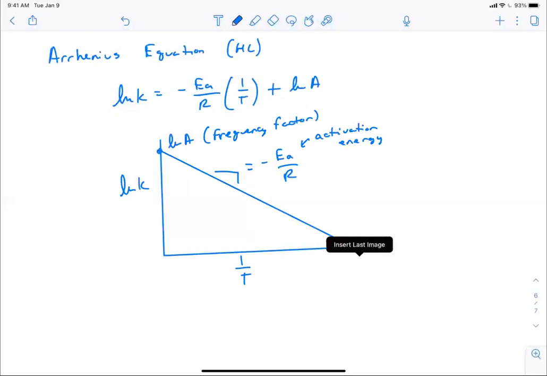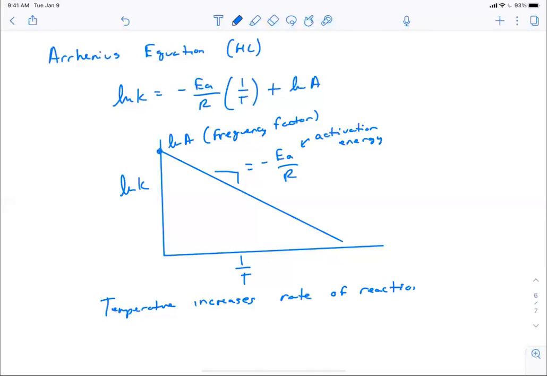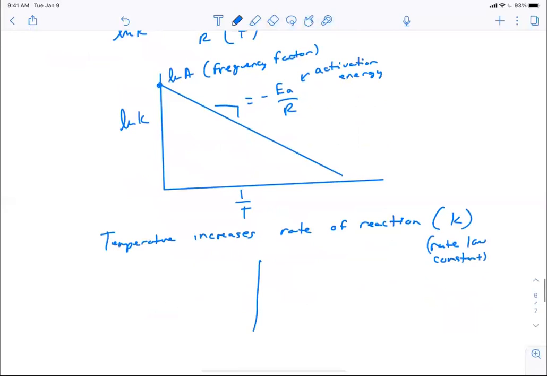But this concept is based on the fact that temperature increases the rate of reaction, which is reflected by k. If you're only increasing temperature and your rate law expression is k times the concentrations, well, temperature doesn't affect the concentrations, so it must affect your k, your rate law constant. And it doesn't happen linearly, it happens kind of exponentially. So if you had your k versus temperature here, it looked kind of like this.